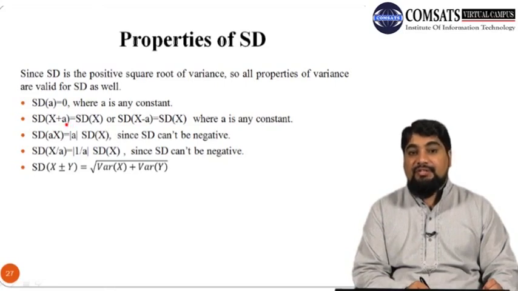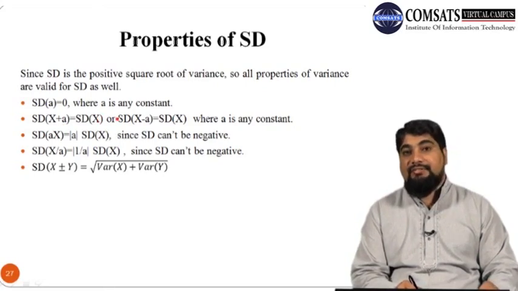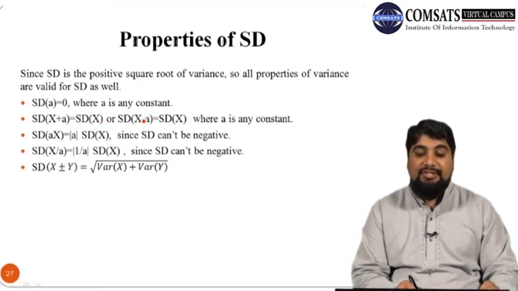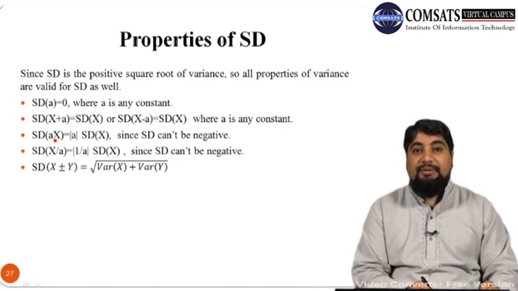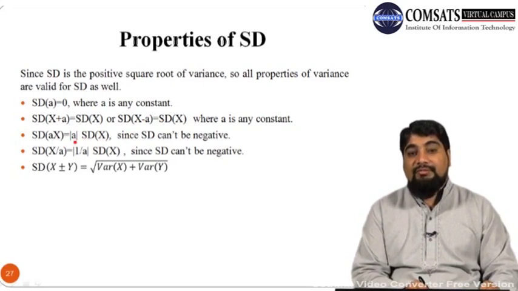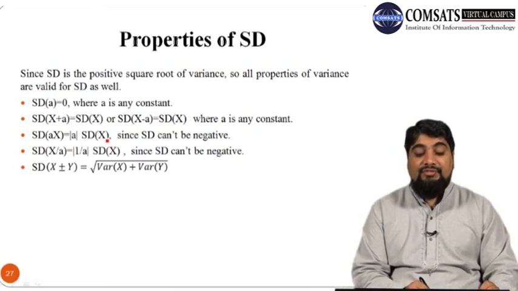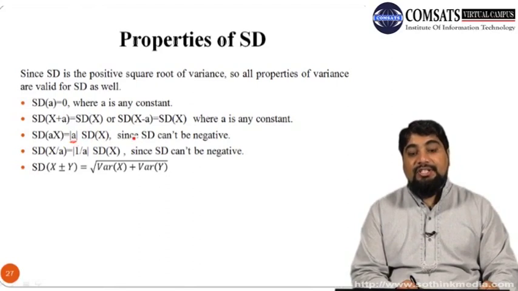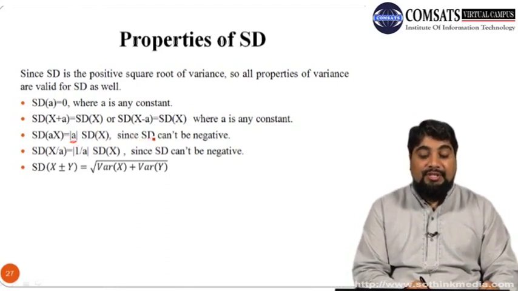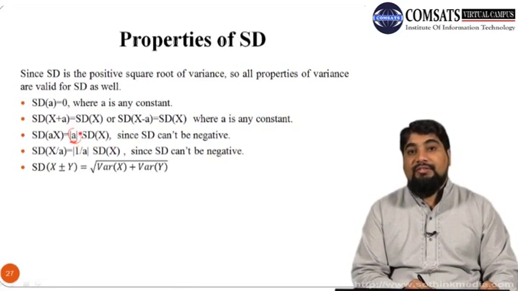So standard deviation of x plus a is the same as standard deviation of x, and standard deviation of x minus a is the same as standard deviation of x, where a is any constant. And if a is multiplied with x, the standard deviation of a times x is the absolute value of a times standard deviation of x. So note that I have used here the absolute value of a. Why? Because standard deviation cannot be negative, so we need the positive value of this constant here.